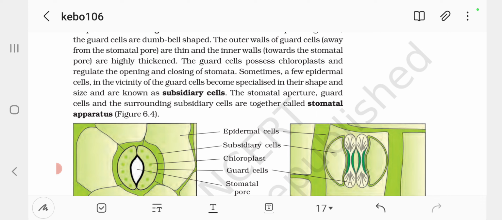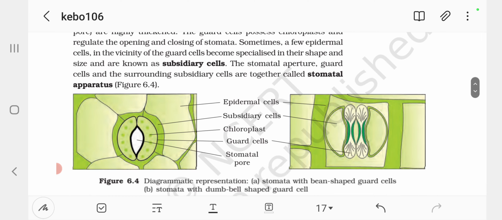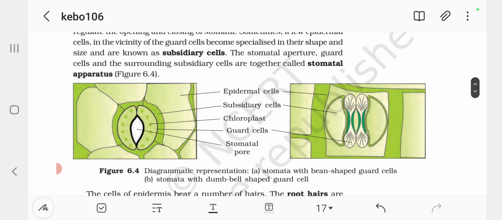Sometimes a few epidermal cells in the vicinity of the guard cells become specialized in shape and size and are known as subsidiary cells. The stomatal aperture, guard cells, and the surrounding subsidiary cells are together called the stomatal apparatus.